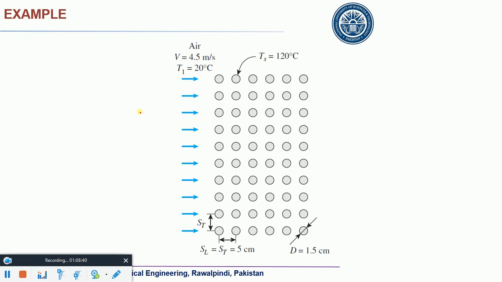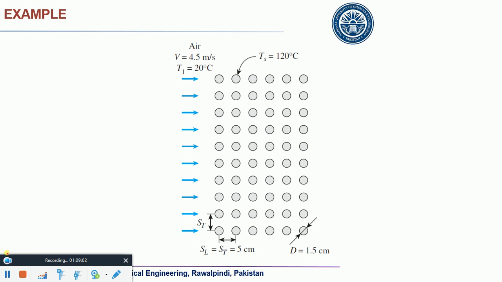Any question? No question? Can you tell me about the N? Transverse, number of rows in the transverse direction, number of rows in the longitudinal direction.